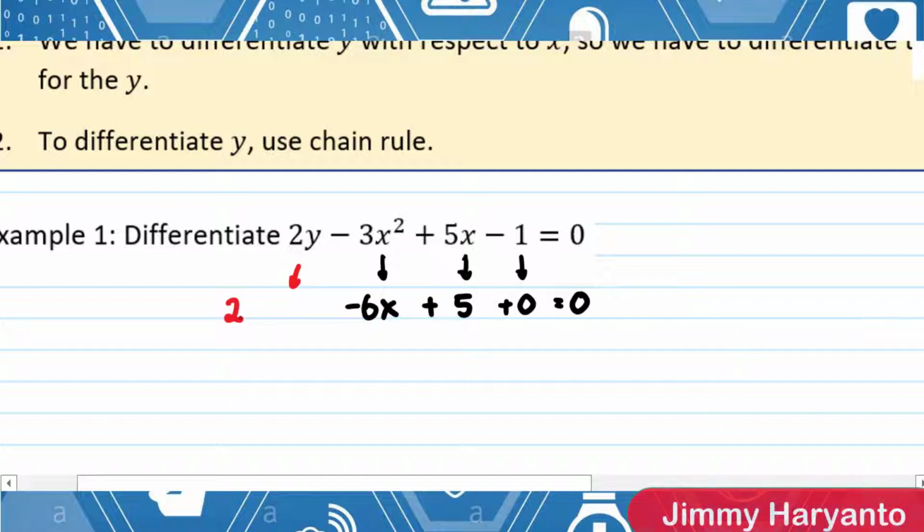2 is the coefficient, so you only have to rewrite the 2. And then the y is like x, right? When you have x differentiated, it will become 1. It's the same with the y differentiated into 1, sama aja. Jadi 2 times 1. But do not forget that we differentiate this function with respect to x. So for the y, you have to use chain rule.